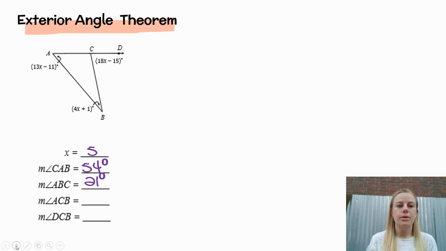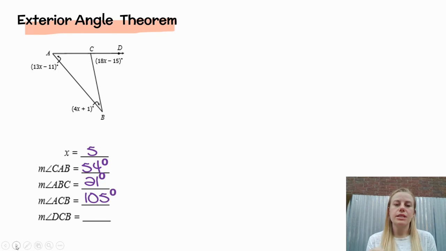Now ACB, this one it's important to look at. Well, we're looking at C. Where's A and B? That's our triangle. So it's talking about C inside the triangle. So there's no equation there to plug in x, but my theorem before told me that the three angles inside of my triangle add up to 180. So I can take 54 plus 21 and subtract that from 180 to get 105.